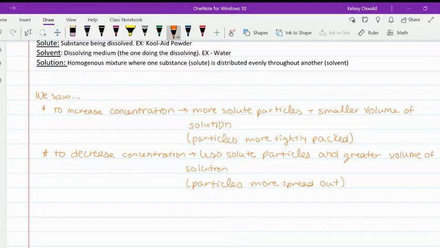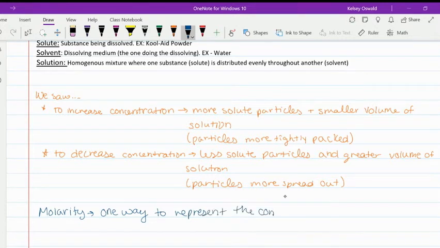On the flip side, if we wanted to decrease concentration, we would have fewer solute particles so that those particles can become more spread out. Okay? And if we kept the same amount of solute particles, we could increase the volume of solution because then the particles that were already there can spread out even more, causing that decrease in concentration. Okay. The main unit we are going to use in this unit to describe concentration is going to be molarity. Okay. So molarity is going to be one way to represent the concentration of a solution.